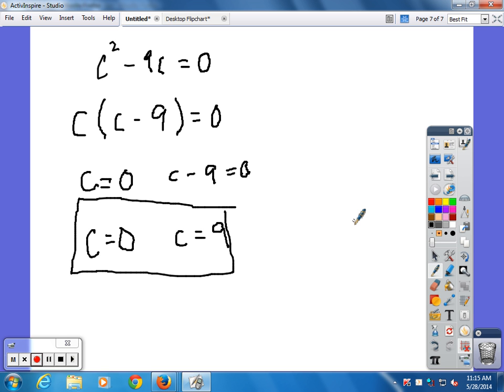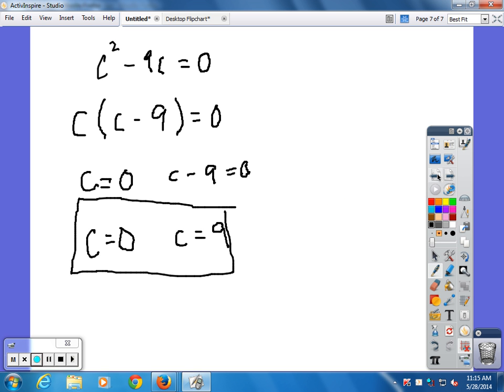So let's plug it in. Let's see what happens when you plug in 0. 0 times negative 9 is equal to what? 0. Is that true? What about 9? 9 times 0 is equal to what? So yes, it is true. And that's how you do those types of problems in 5.7.